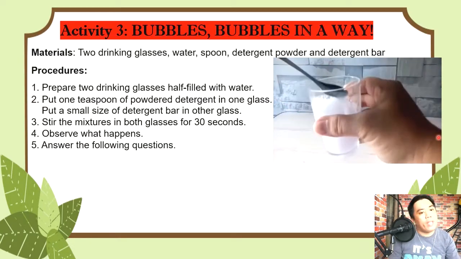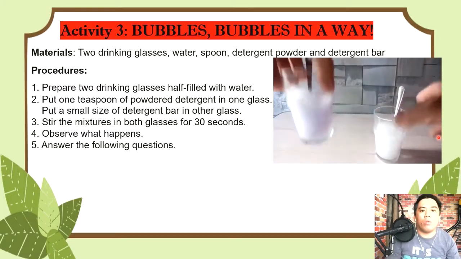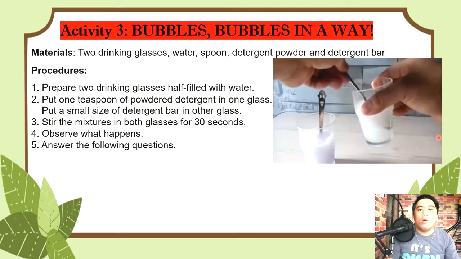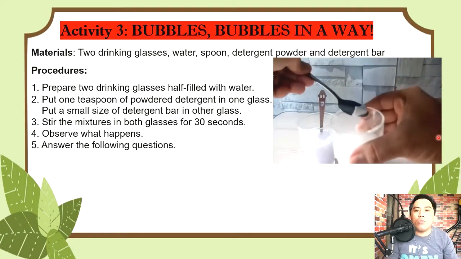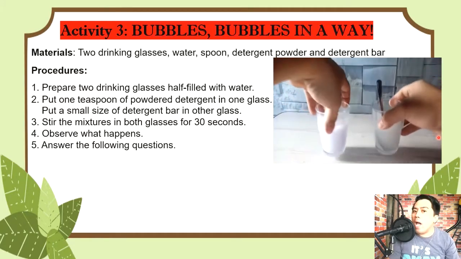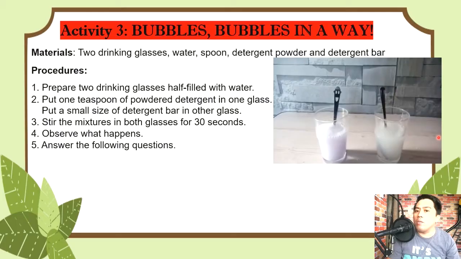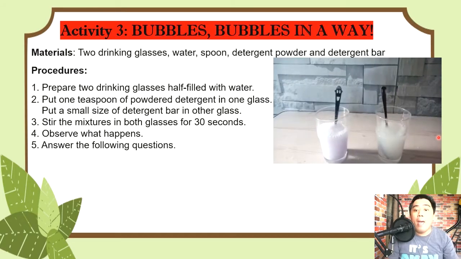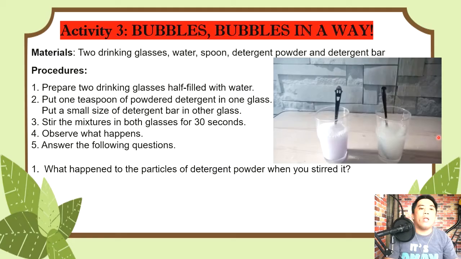And after that, let us answer the following questions. Yan. So, makikita natin na most of the particles ng detergent powder ay natunaw. Samantalang yung detergent bar natin ay may natira pa. Okay. So let us answer the following questions based dun sa activity na napanood natin or sinagawa natin. Number 1, what happened to the particles of detergent powder when you stirred it? So ano bang nangyari doon sa detergent powder natin?